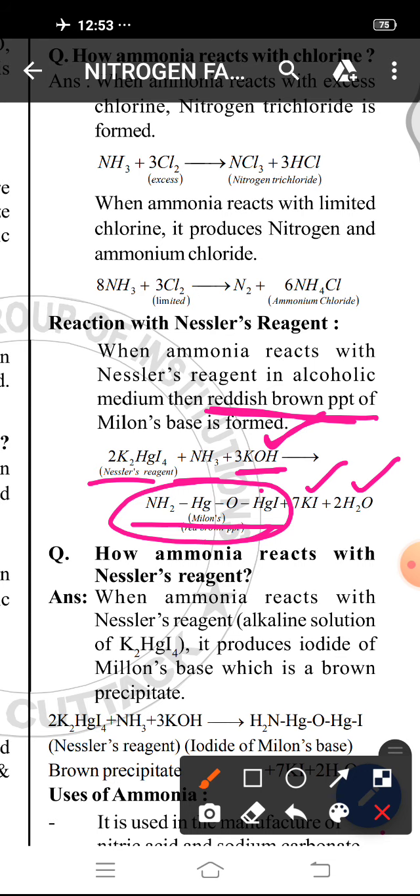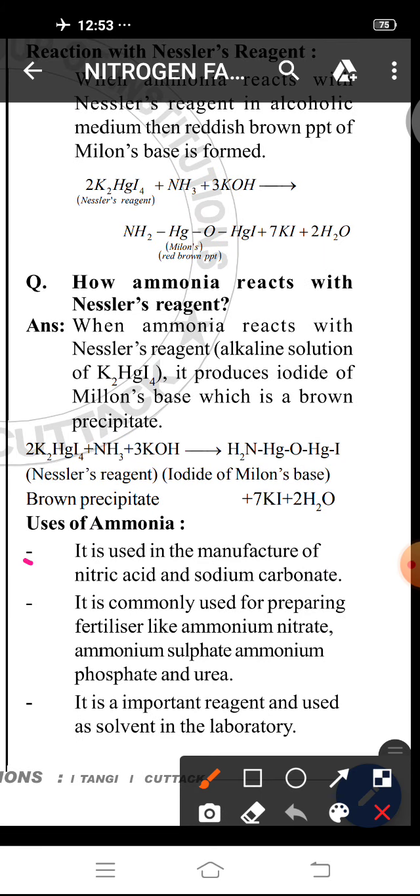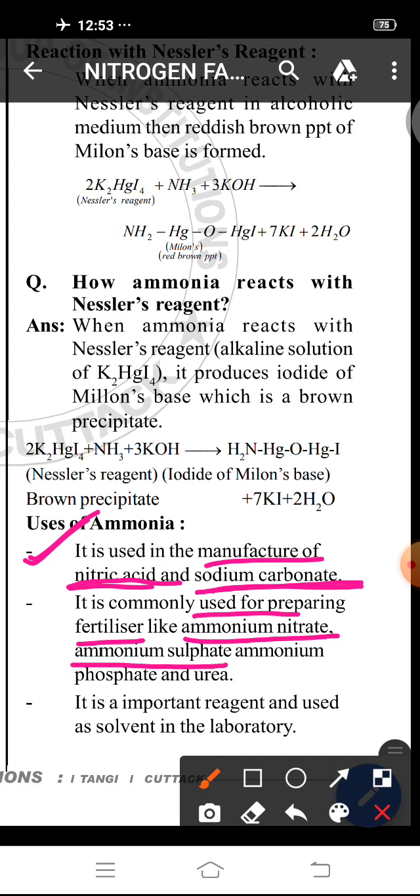Then comes its uses. It is used in the manufacture of nitric acid and sodium carbonate. It is also used for preparing fertilizers like ammonium nitrate, ammonium phosphate, ammonium sulfate, and urea.